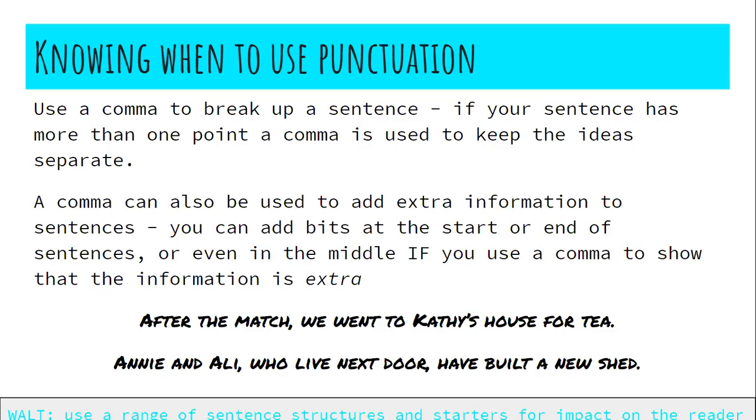So for example, here we've got after the match, we went to Kathy's house for tea. After the match is the subordinate clause, so we've used a comma to separate that from the main clause, which is we went to Kathy's house for tea. Annie and Ali, who live next door, have built a new shed. The main clause is Annie and Ali have built a new shed. The extra information has got commas either side of it, who live next door. That's the extra information. So I'm using a comma to put in between the main clause and the subordinate clause.